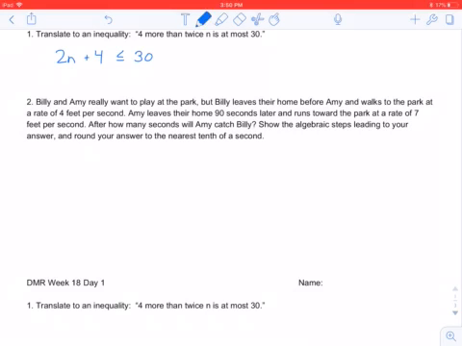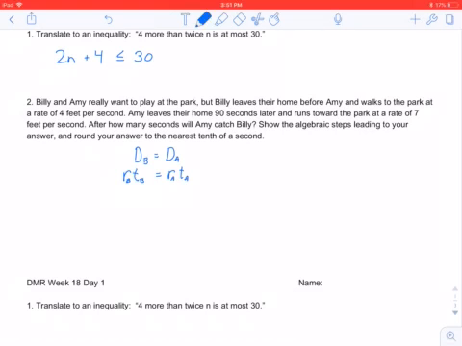Well, if Amy catches up to Billy, that means the distance that Billy and Amy travel must be the same. If she catches up to him, that means they traveled the same distance. Well, we know that distance equals rate times time. So Billy's rate times Billy's time has to be the same as Amy's rate times Amy's time.